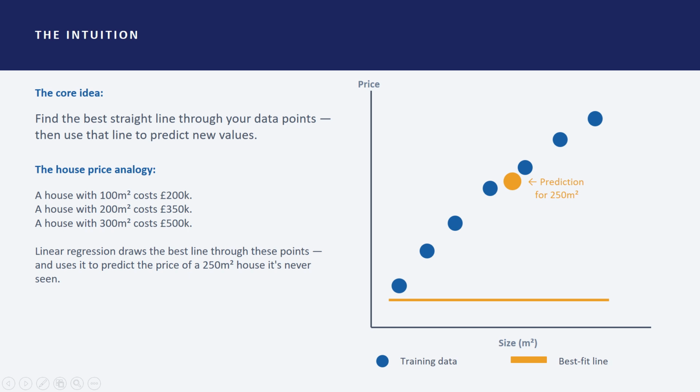Now the amber dot sitting on that line, that's a prediction. We ask the model, what does a 250 square meter house cost? The model doesn't know, but it follows the line to that point and gives us the answer. That's it. That's linear regression. Find the line, use the line. The only question is how does it find the best line? That's where the math comes in.